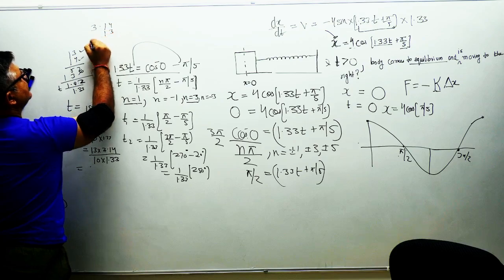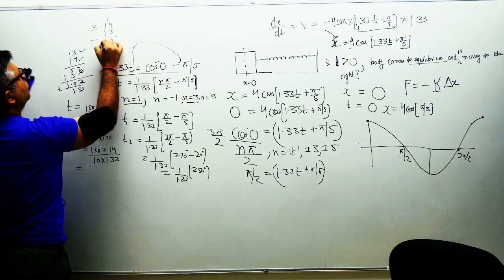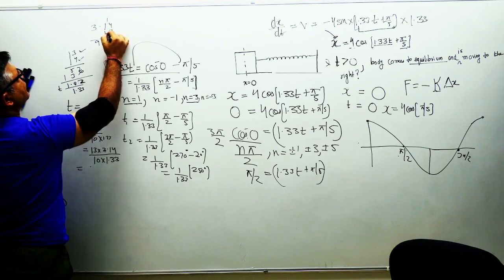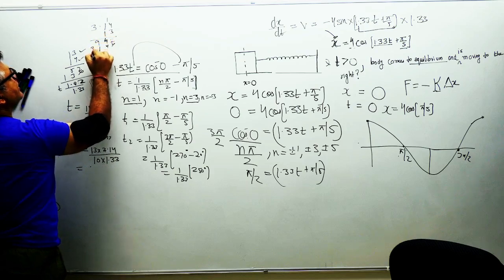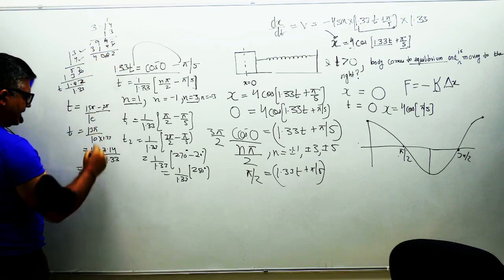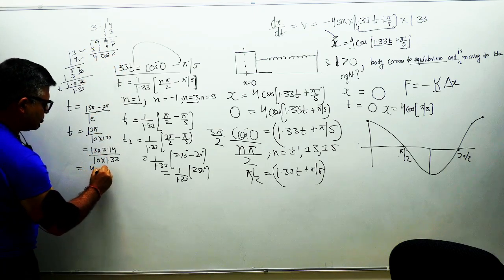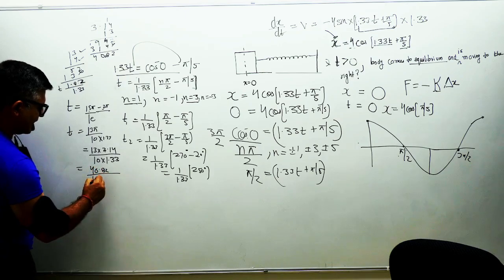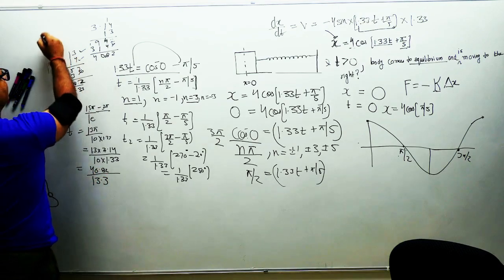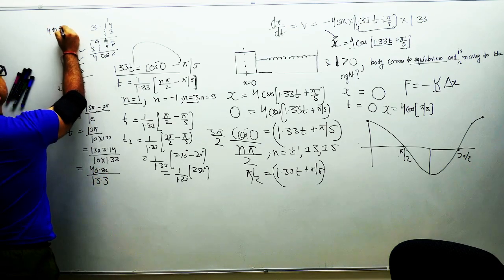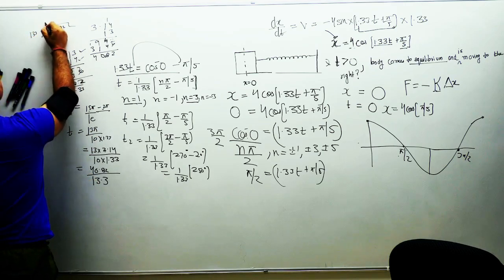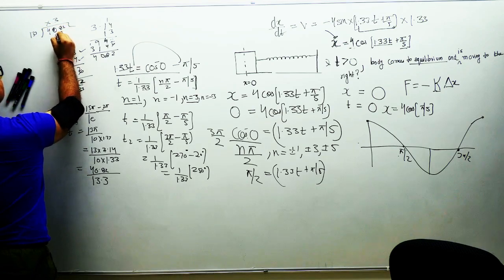3.14 into 13: 3 fours are 12, 4, this is 9. This is 4, this is 3, 1 fours are 4, 1 ones are 1, 1, 3. So you get 40.82. So you have 40.82 in the numerator, and you get around 13.3 in the denominator. So let's divide 4082 by 133.